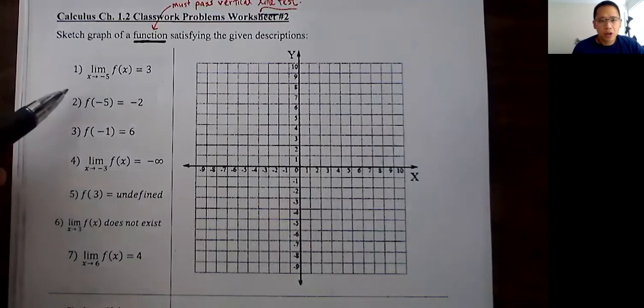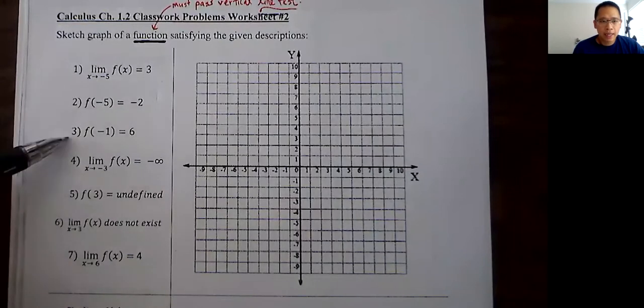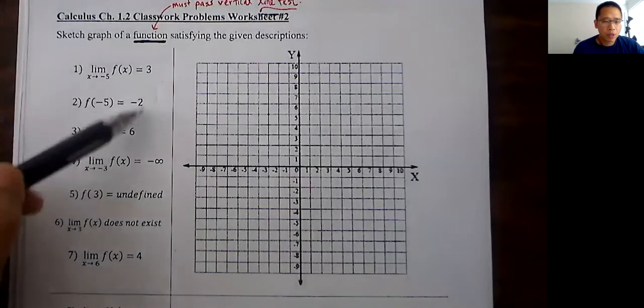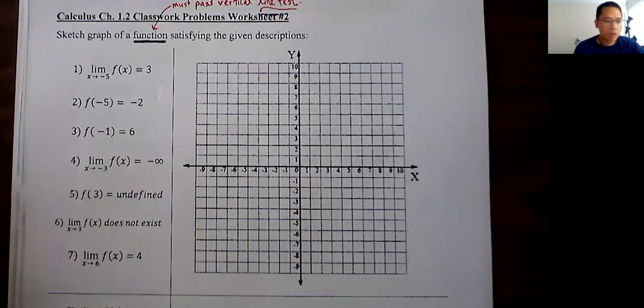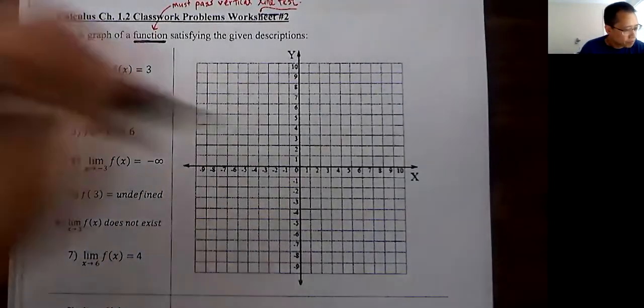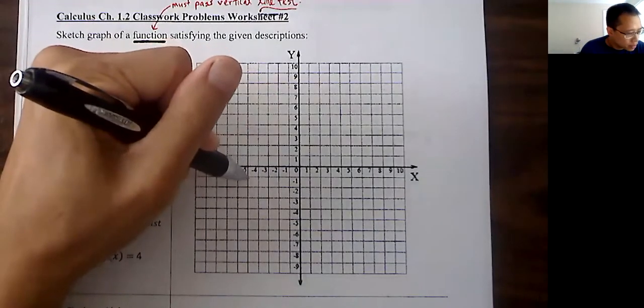So the way I like to start these problems is I like to do the easy things first. The easiest ones are the function values. These are just points that sit on the graph, so I'm going to find those and get to them first. So f of -5 is -2. I just want to graph that ordered pair, -5, -2, onto my graph. So -5, -2.